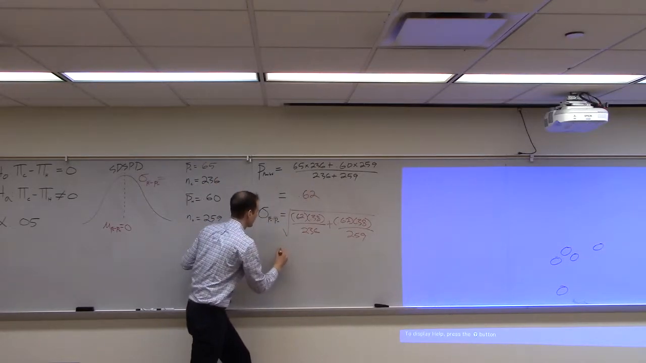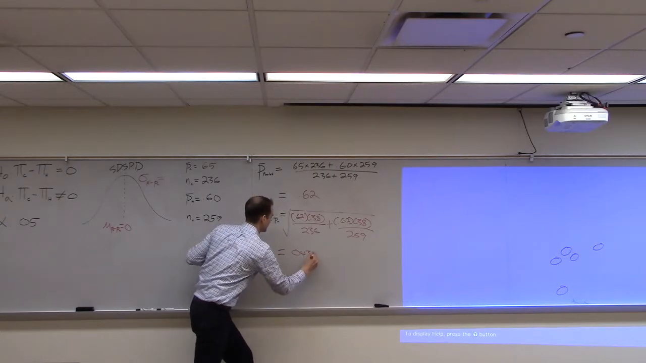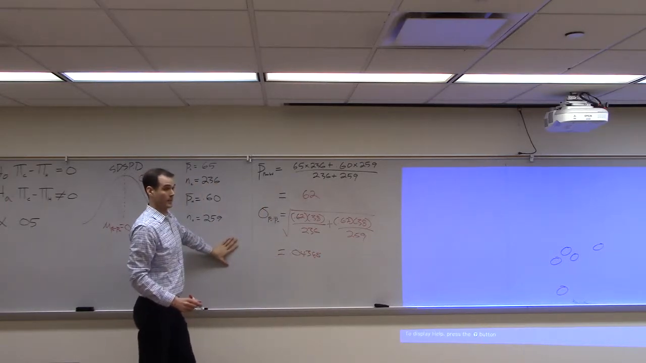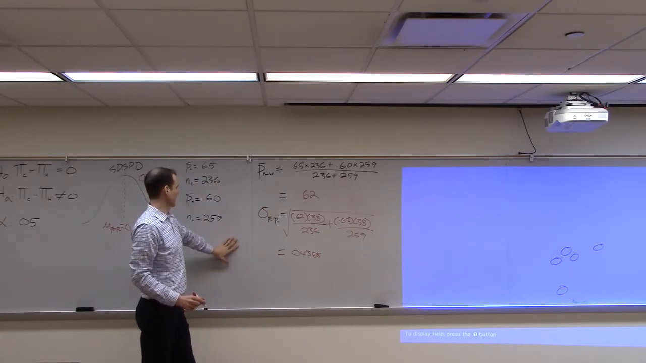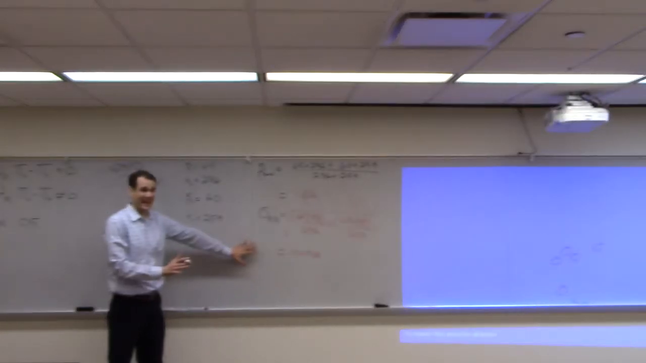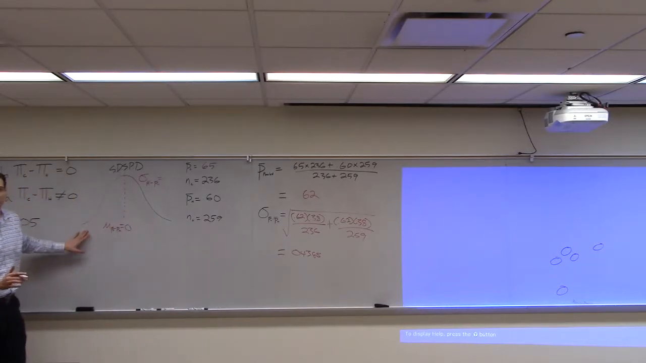Okay, what does that come out to? 0.04368. Okay, very good. So about 4.4%. All right. So we're going to use that to calculate our z-stat in a minute. Before we do that, let's set up our critical values.